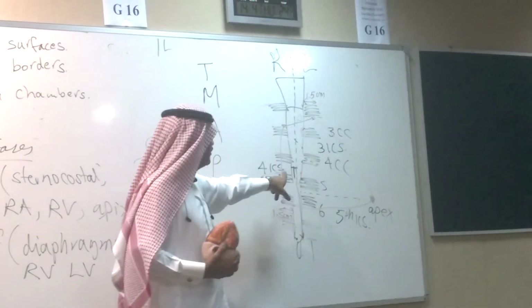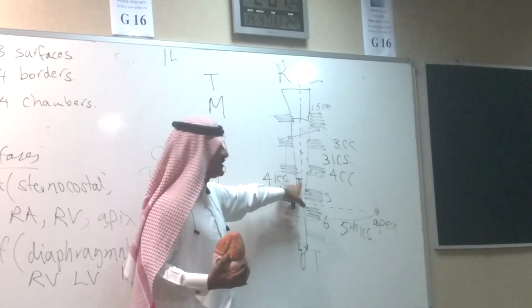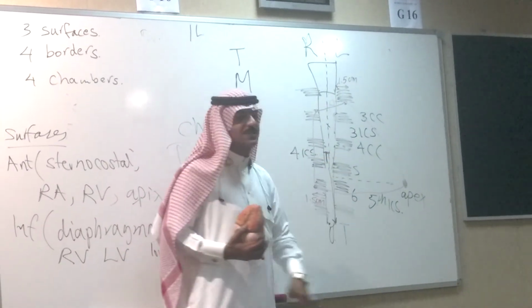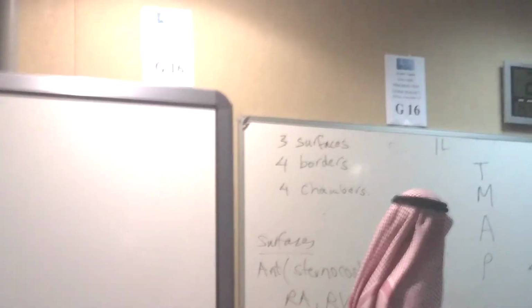The tricuspid valve, on the other hand, is located on the right side of the sternum, opposite the fourth intercostal space. Yes? Opposite the fourth intercostal space.